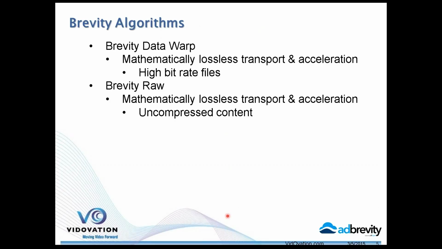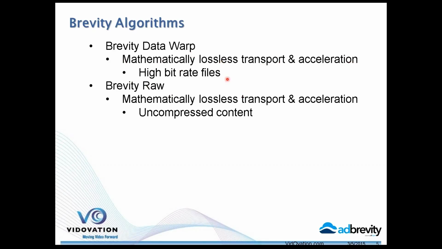Brevity also has a data warp. What this is, it's really looking at it at a file-based level, whether it's video or just raw data. It's a mathematically lossless transport and acceleration. Mathematically lossless basically says that we're not compressing the data or the payload. We're just removing blank sections, redundant sections. So whatever bits come into the system, the same bits come out. We just remove some of the inefficiencies in the payload during transmission.